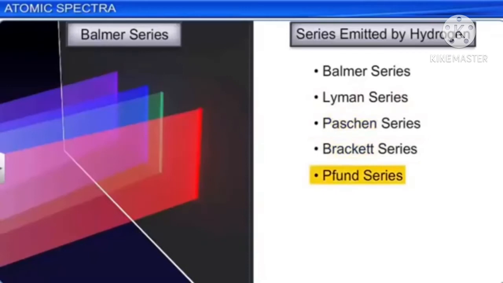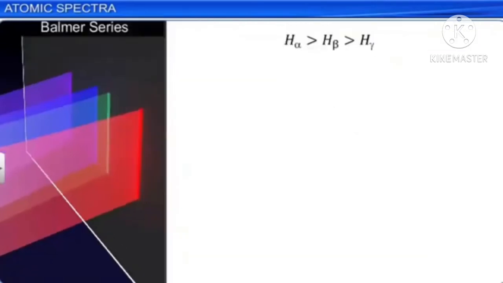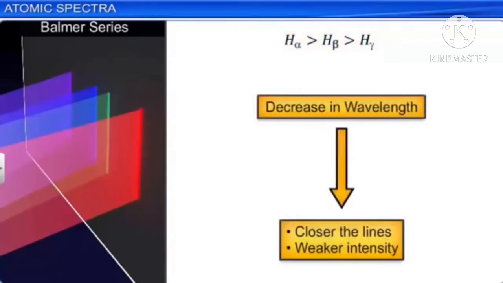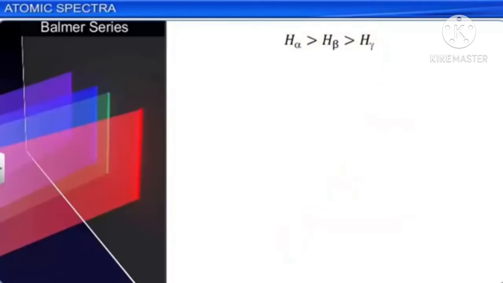Let us look at the lines emitted as part of the Balmer series. The line with largest wavelength in the series is called H alpha, followed by H beta, H gamma, and so on in the descending order of wavelengths. As the wavelength decreases, the lines appear closer and weaker in intensity. The Balmer series lies in the visible region. Now, let us look at the H alpha line of the Balmer series.